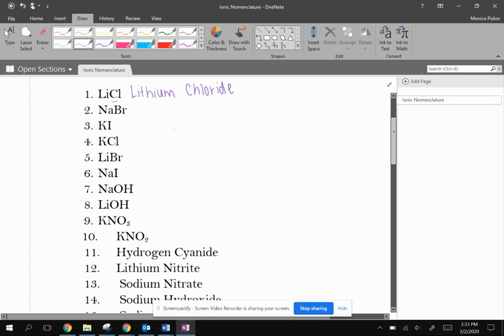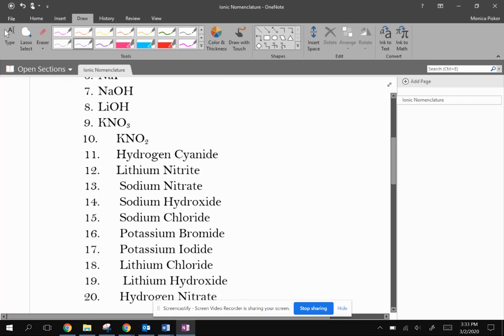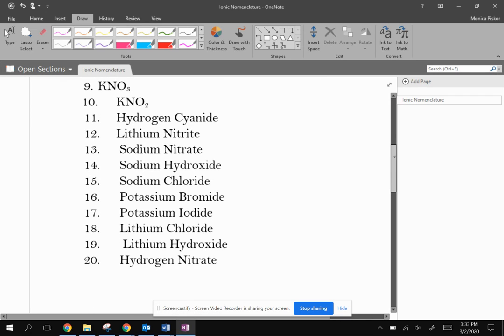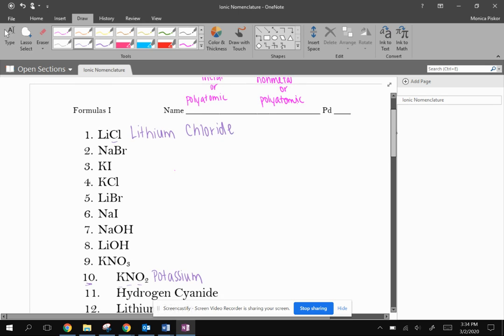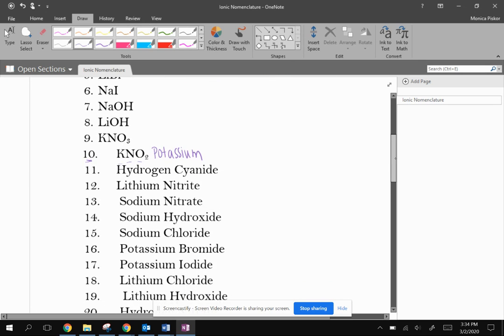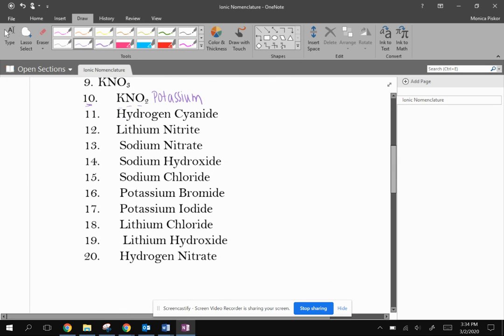So instead of chlorine, it becomes chloride. Simple. But if our second part, the negative charge, is polyatomic, like number 10, we know it's polyatomic because there are 3 different elements. 3 capital letters tell us it's 3 elements. So the first one is potassium, simple. Just like lithium, it only has a positive 1 charge, so I don't have to write potassium 1.